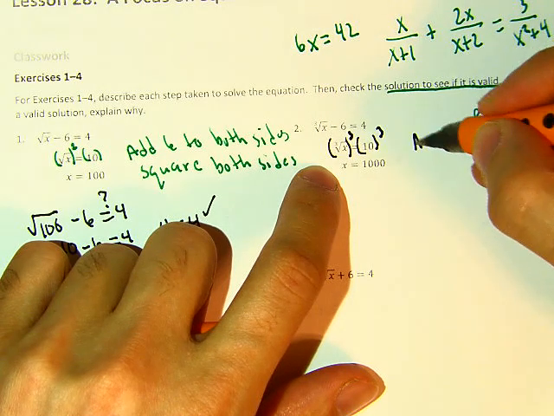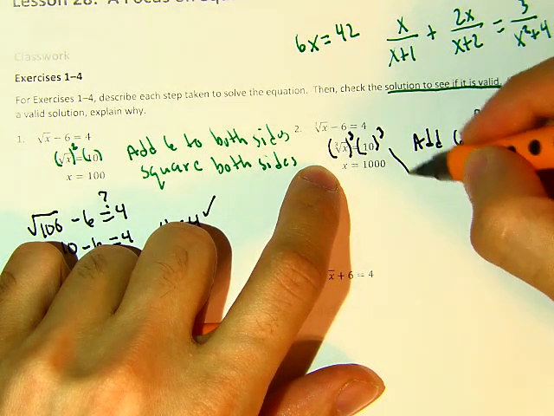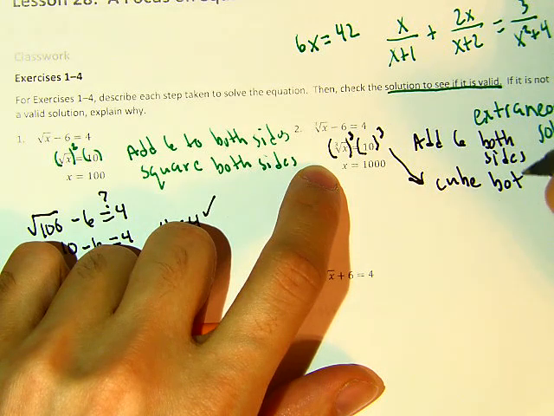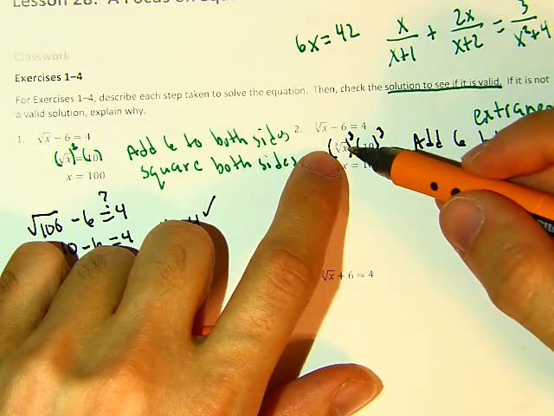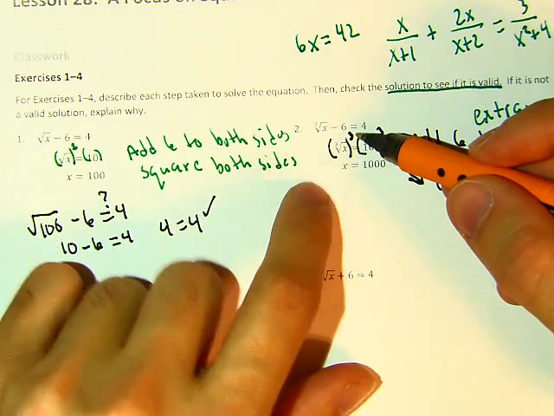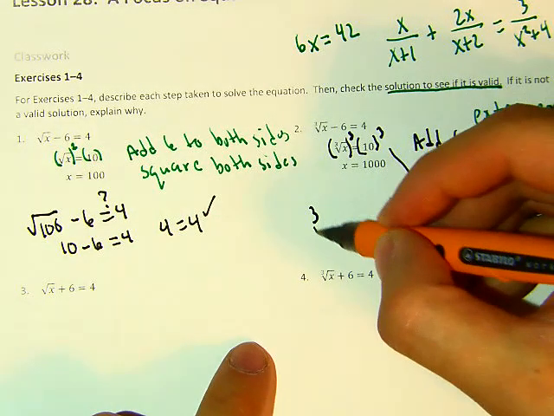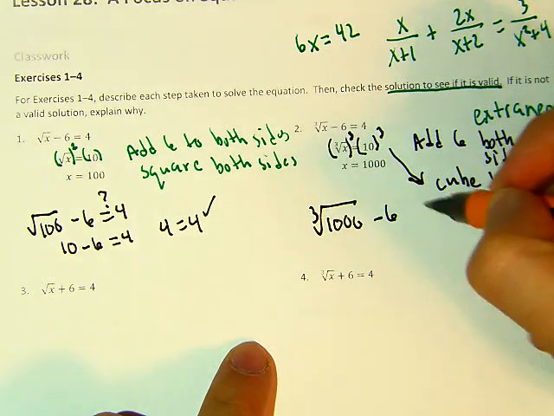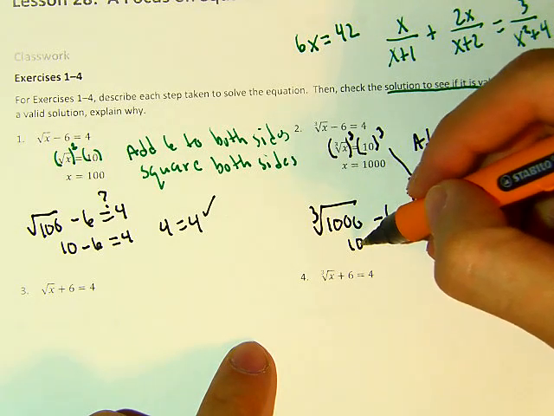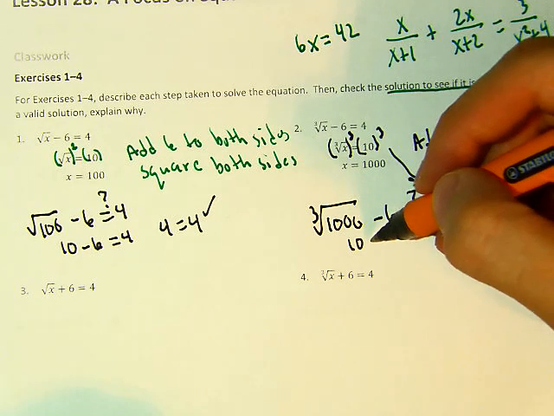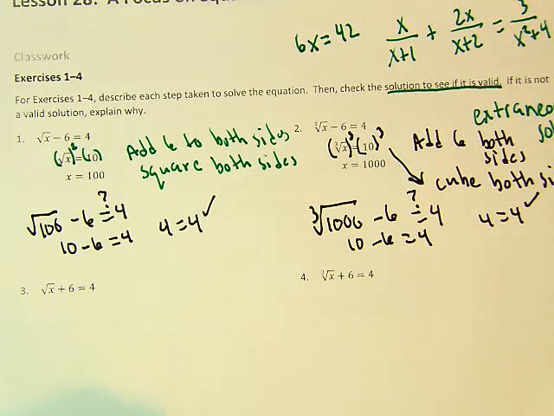So they add 6 on both sides first. Then here they cube both sides. And now you have x is equal to 1,000, because the cube root of x cubed is x, and 10 cubed is 1,000. So let's put in that 1,000. What is the cube root of 1,000 minus 6? Does that equal 4? Well, the cube root of 1,000 is 10, because 10 times 10 is 100, and 100 times 10 is 1,000. 10 minus 6 does equal 4. So 4 equals 4. So here you're allowed to do that.